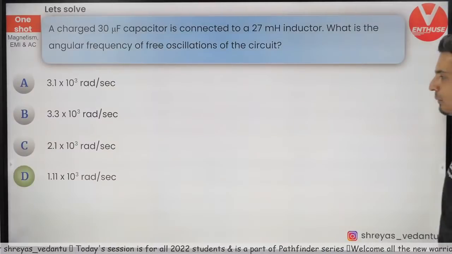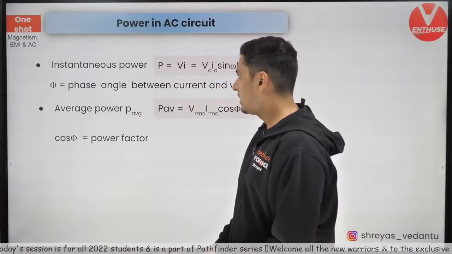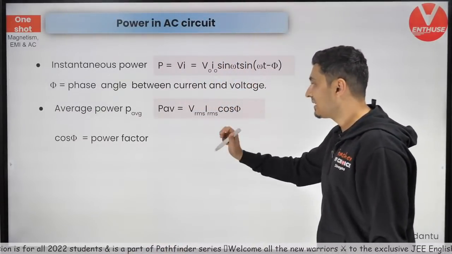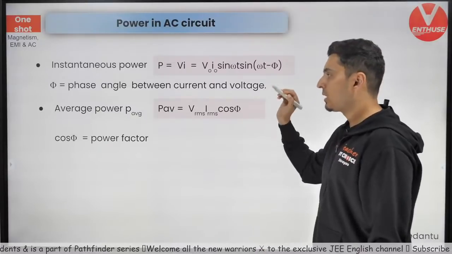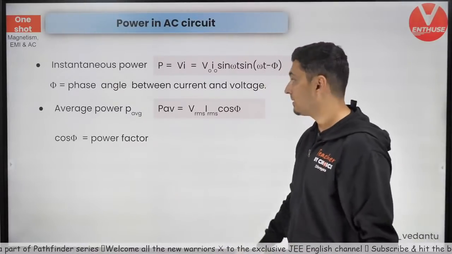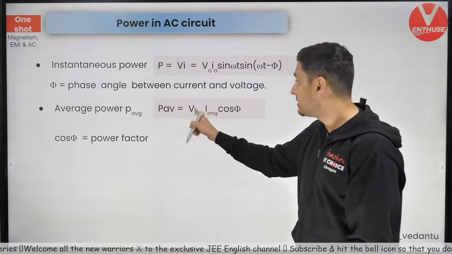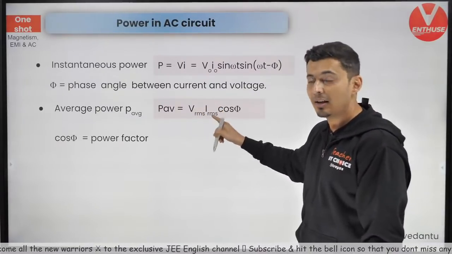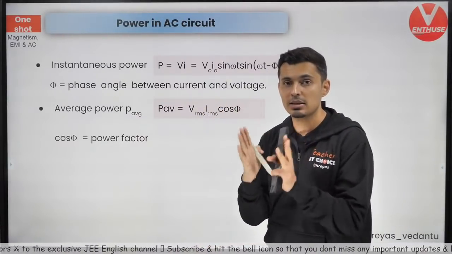Done. Moving on. Power formulas. Everybody remember, the power in an AC circuit is Vrms, Irms, cos phi. Cos phi is called the power factor. This is RMS, not the peak. Don't make that silly mistake. Vrms, Irms, cos phi. Phi is the phase between voltage and current.